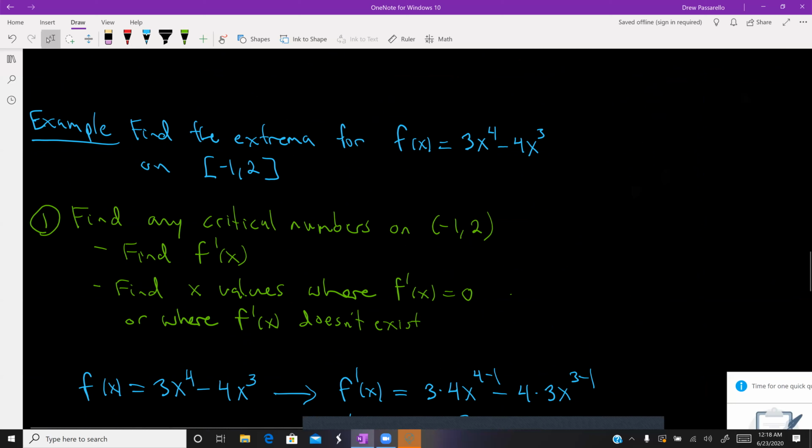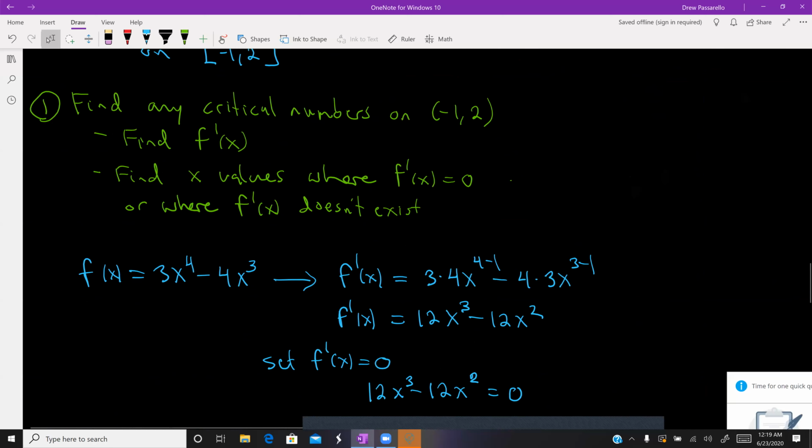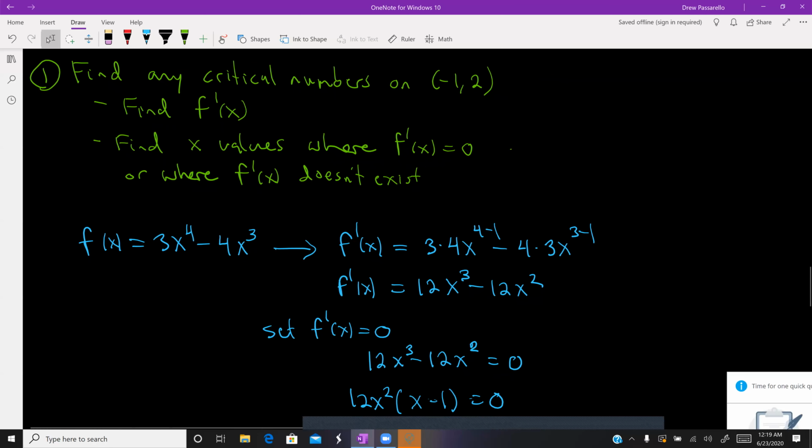In order to do that, I have to first find the derivative itself. So f prime of x equals 3, and then I use the power rule. Drop down the 4, so it'll be 4 times x to the 4 minus 1, which gives you 12x cubed. For the other term, minus 4x cubed, you drop down the 3, so it'll be minus 4 times 3x to the 3 minus 1, which is negative 12x squared. So this is the derivative.